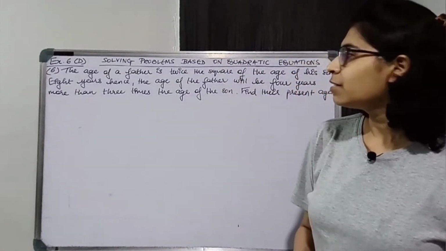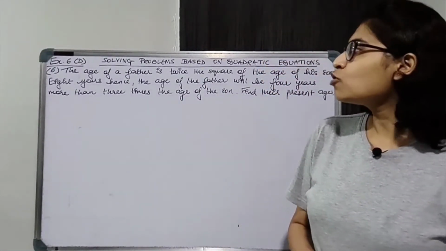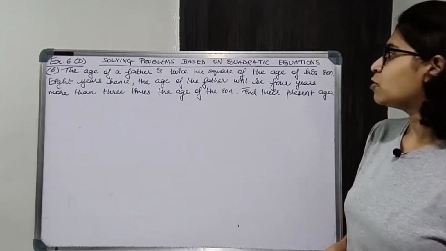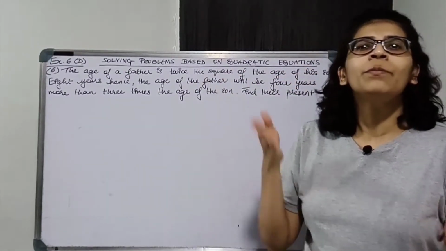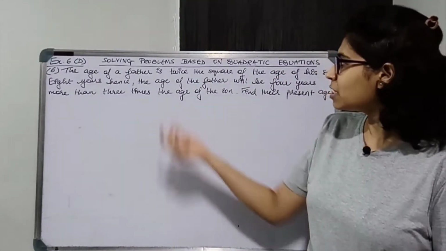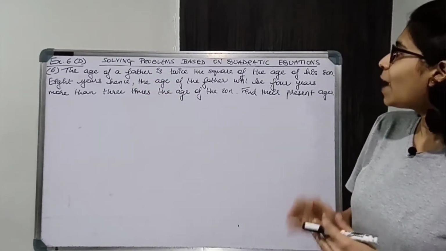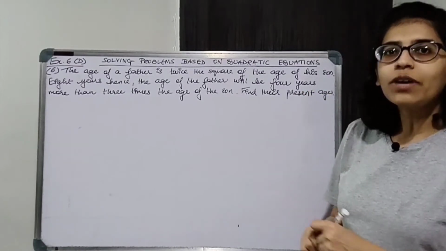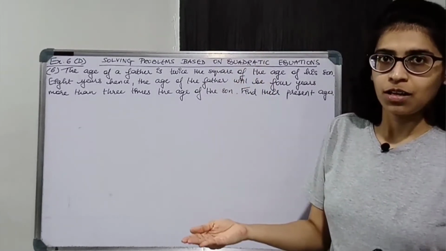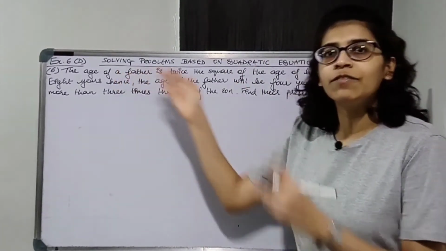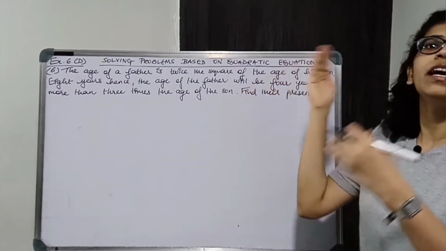Now over here, again the ages of father and son are considered. The age of father is twice the square of the age of his son. Over here it is not given when. So when it is not given, it will be the present age, okay, because it is given "is". So present age. The age of father is twice the square of the age of his son. So age of father is dependent on the age of the son. So the one that is dependent we'll find later. The one that is independent we'll assume to be x.